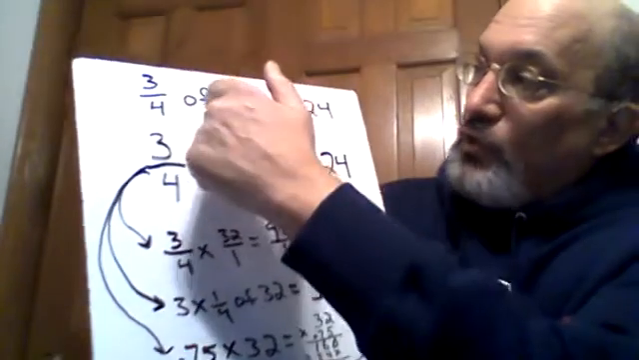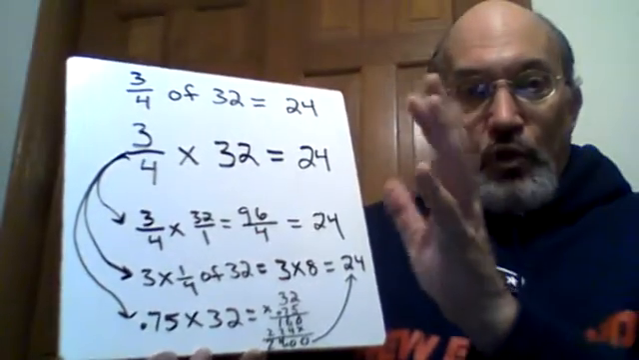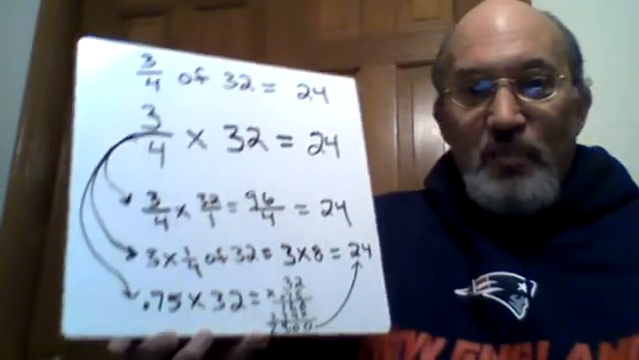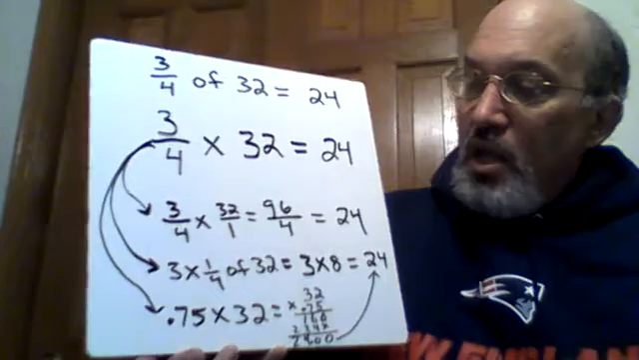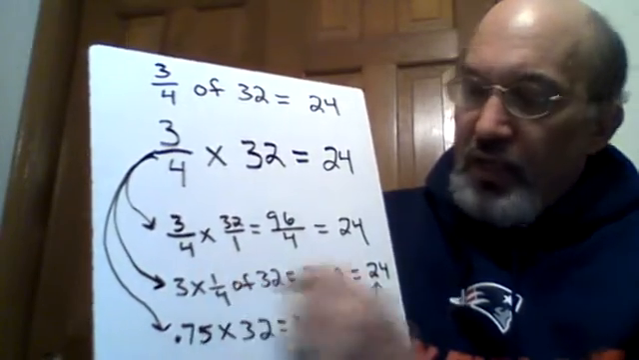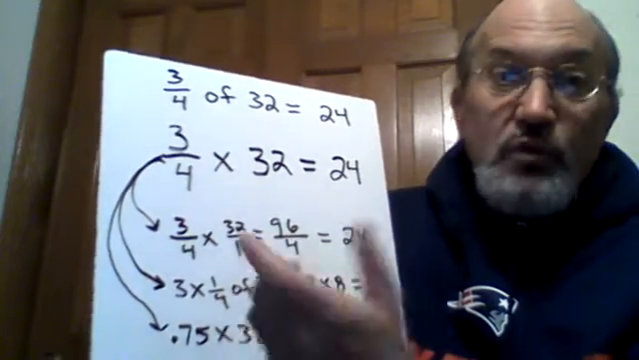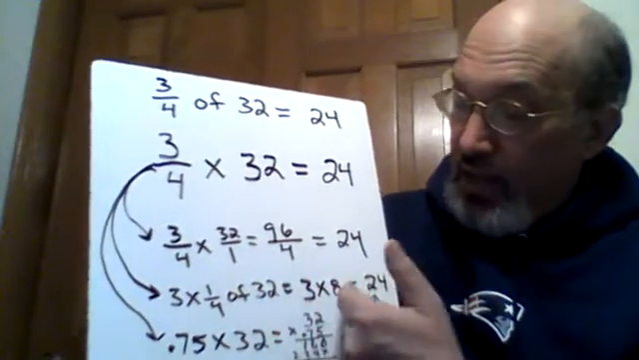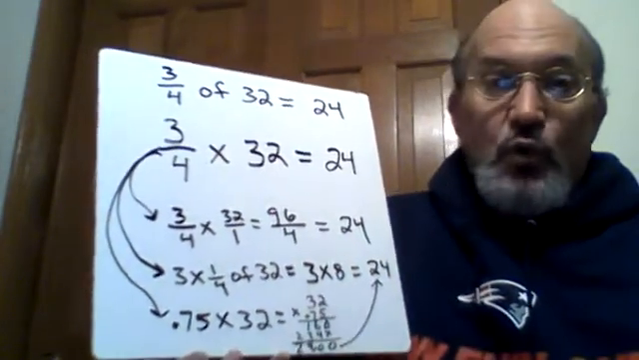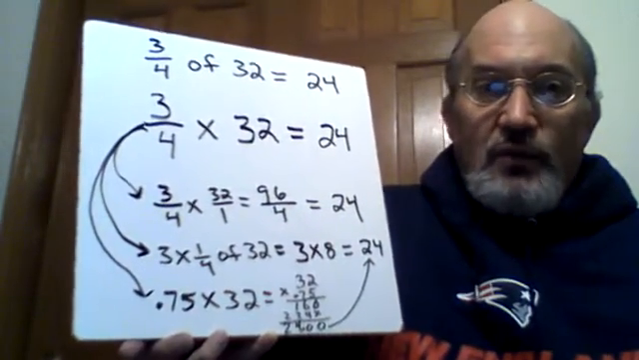And recall, of course, we link the word of with multiplication. When you have the word of between two numbers, it indicates a multiplication. Well, multiplication is associative. We don't have to do the 3 times 1/4 first. We can do the 1/4 of 32 first, which is 8, and then do 3 times 8 to get the 24.